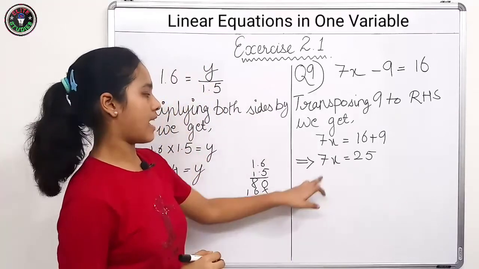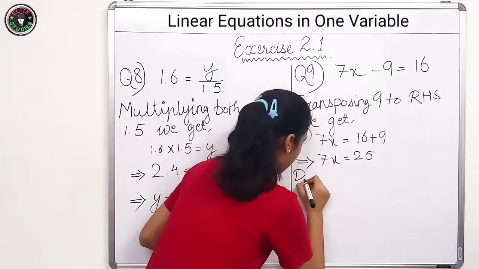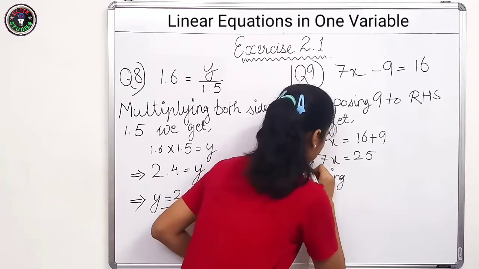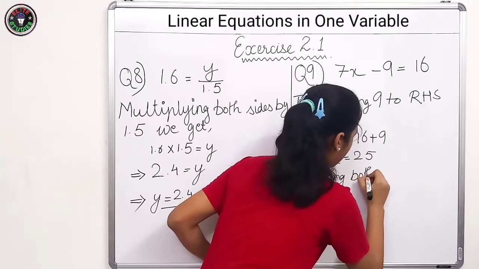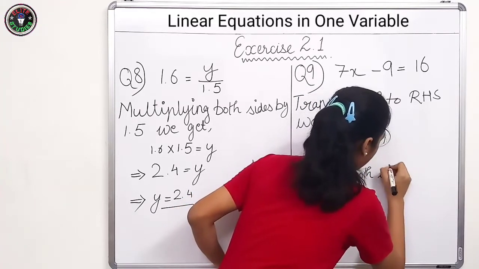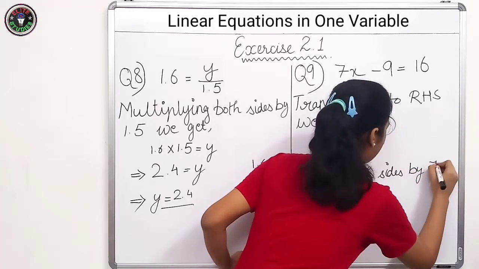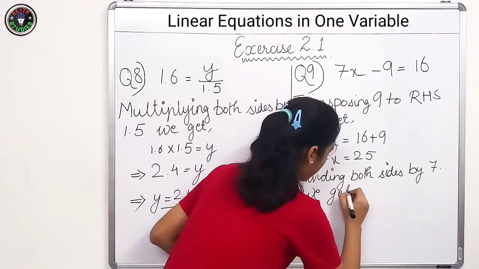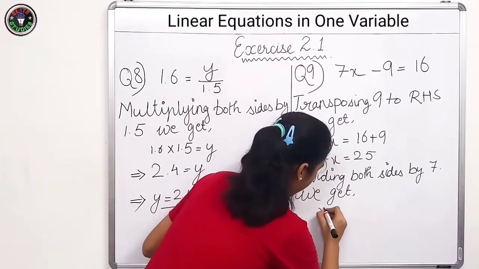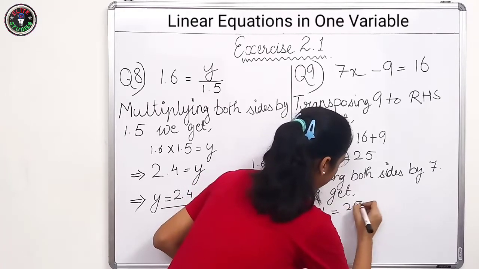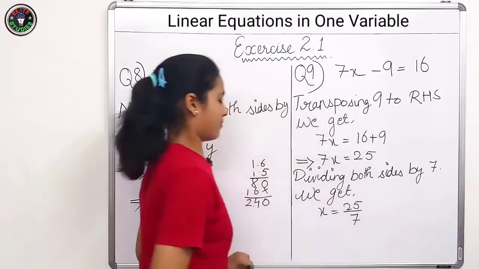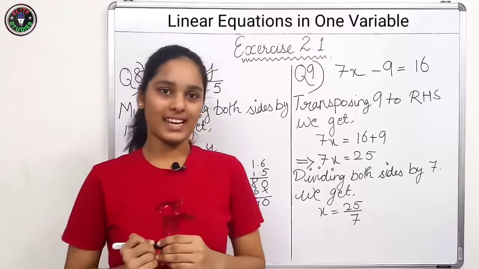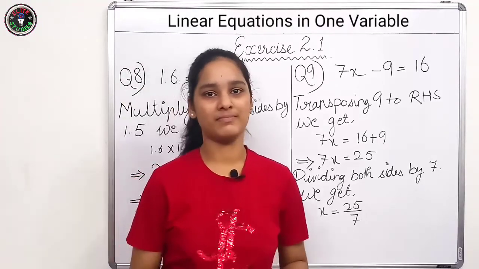Now we need to get rid of this 7. Dividing both sides by 7, we get x is equal to 25 by 7. We got the value of x to be 25 by 7. I hope it's clear. Let's proceed to our next question.